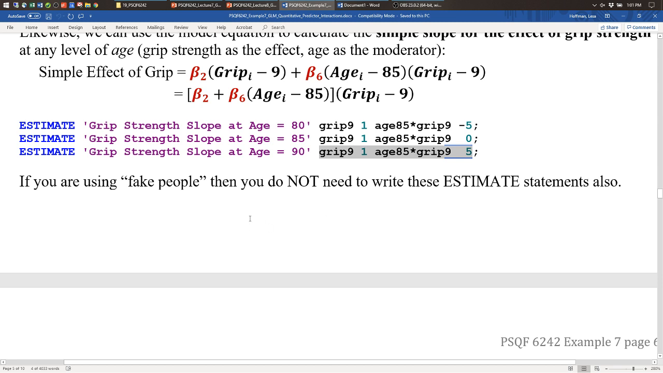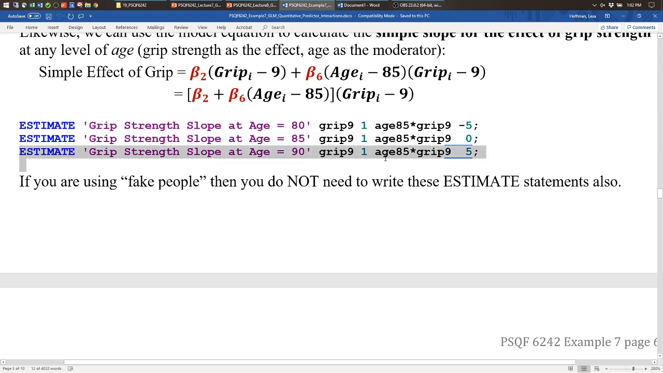So quick quiz. Did you know that back in the day, I never learned how to do this? I learned how to do this maybe 10 years ago, not when I was a student. Do you know how I was taught to do this? If you didn't know how to write these estimate statements, can you figure a way to trick it into getting this number right here that I have highlighted? No? So the reason that beta 2 is specifically the grip strength slope when age is 85 is because that is where age is centered.